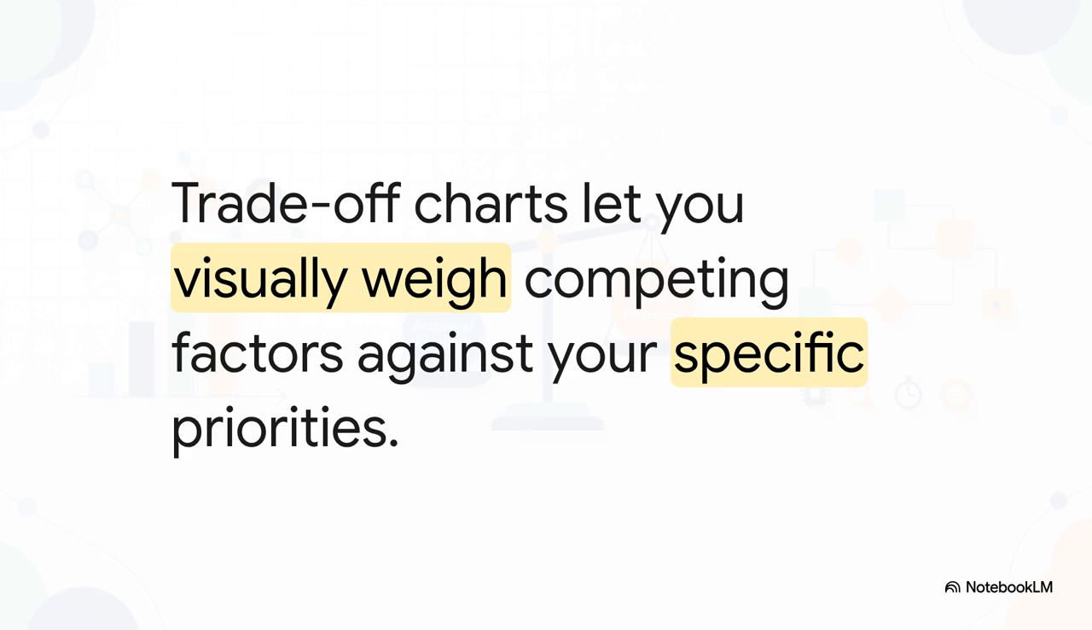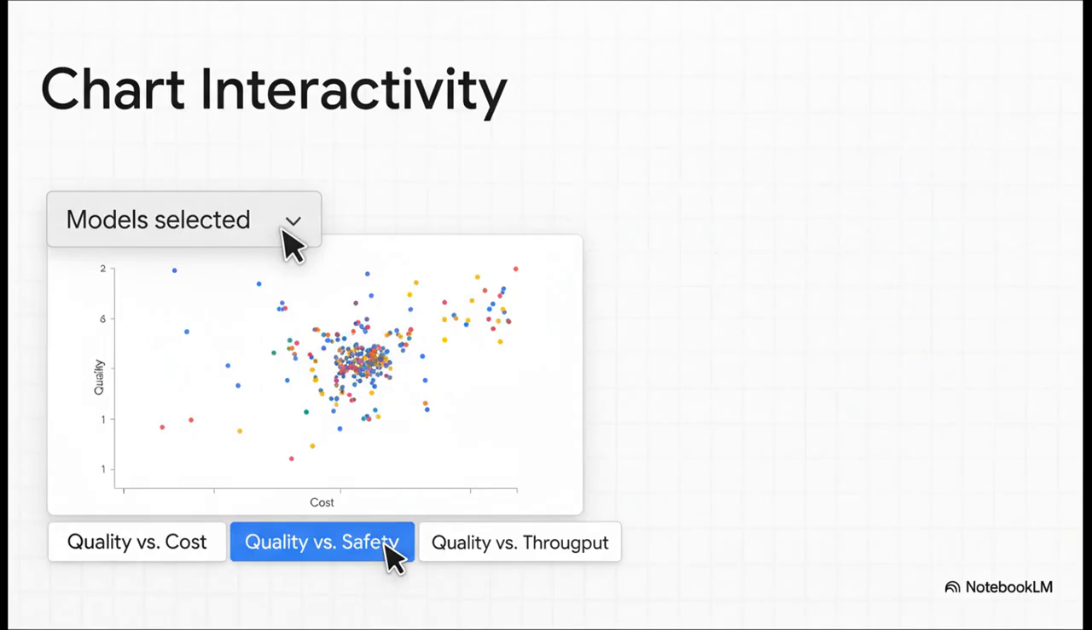And these are not just static images either. The charts are fully interactive. You can use the drop-down menu to add or remove specific models you want to compare, and you're not just stuck with quality versus cost. For our summarizer, we could easily switch tabs to explore, say, quality versus throughput, depending on just how fast our team needs to get those reports back.